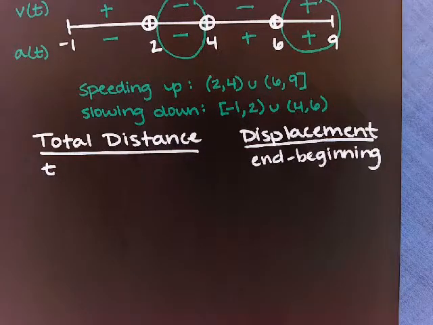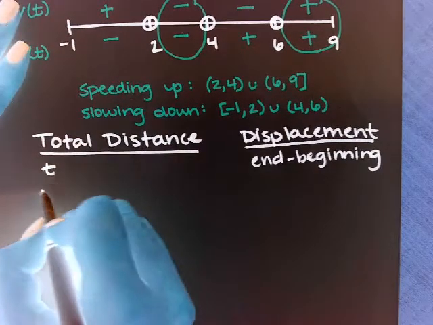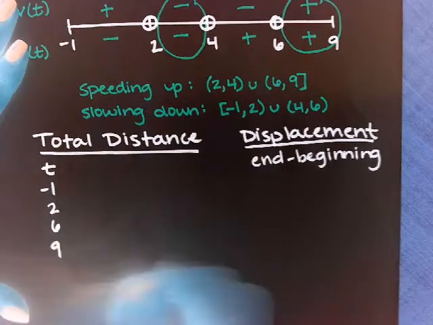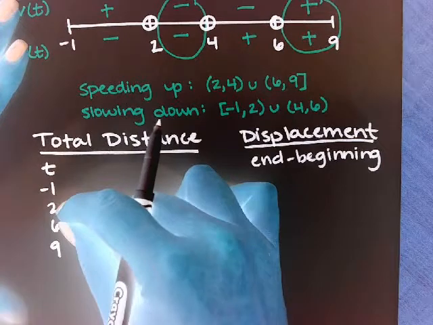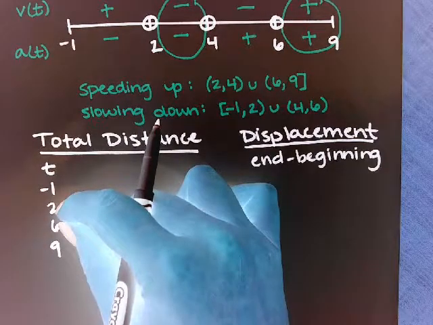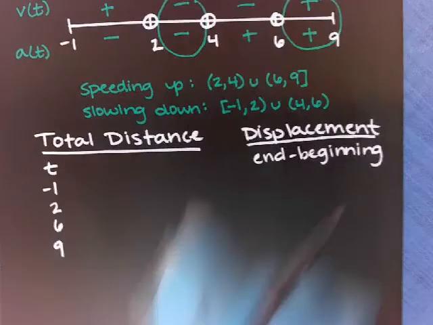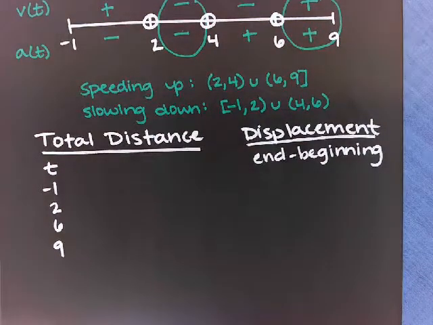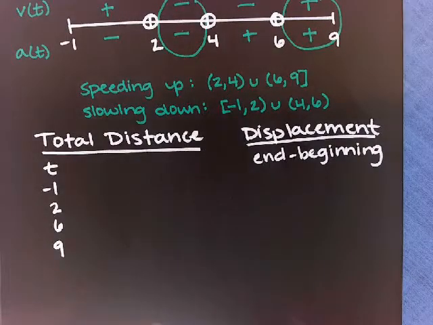Okay, so what t values am I going to use? I'm using the end points, and I'm using the t-values where I stopped moving. So -1, 2, 6, 9. So -1 and 9 are the endpoints, 2 and 6 are the moments where I stopped moving. All right, so those are the moments where I switch directions, and so that's where I want to say, okay, even if this number is negative, I want it to be positive because I want to add up these total distances.